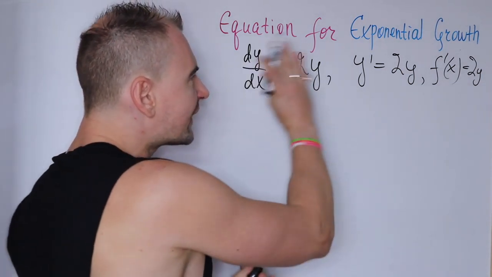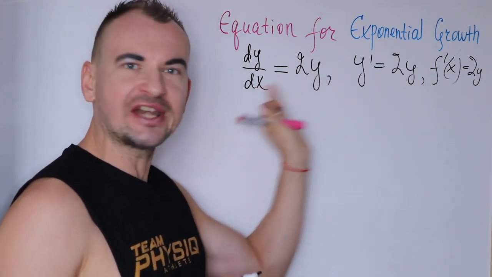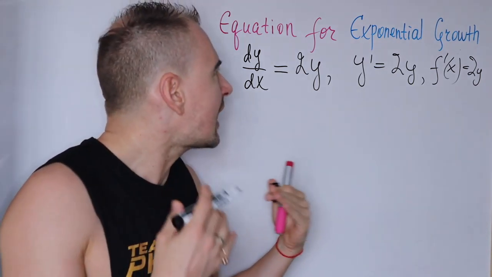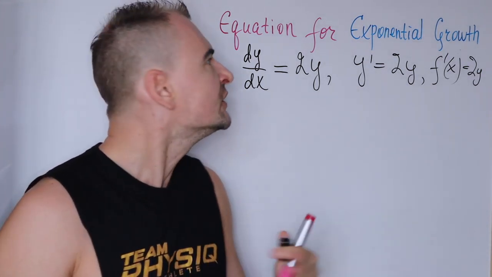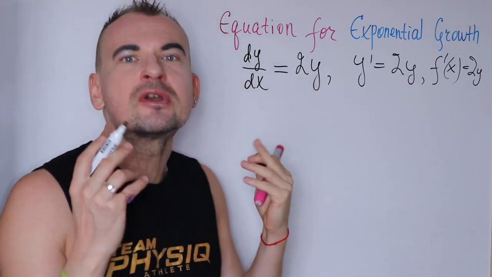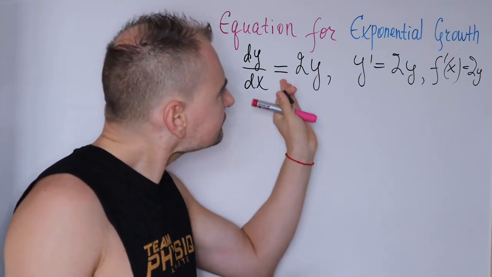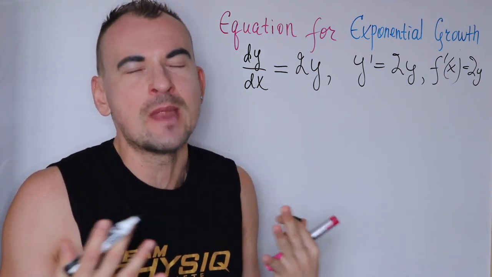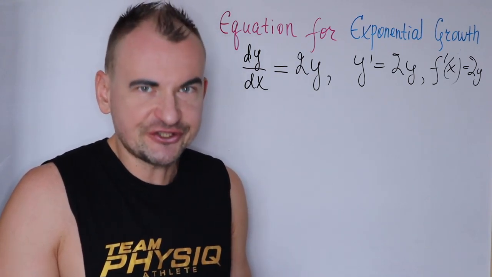And typically on the right side, you are given something like 2y, 3y, 5y, so a multiple of y, the function. So basically you are given a coefficient in front of your y, and typically your constant, your coefficient, is a non-zero number. It doesn't happen to be zero.